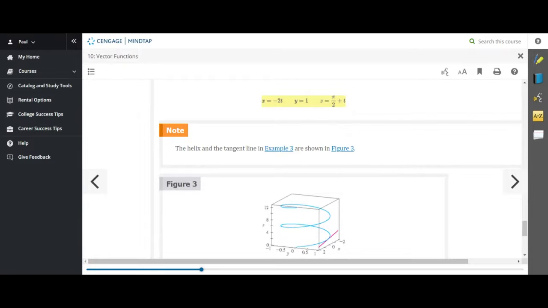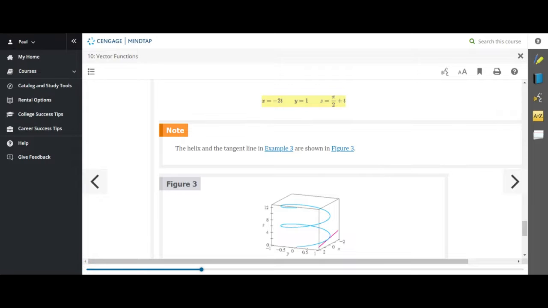So in figure 3 here, let me make that a little bigger. There is the helix. Now notice it's not a circular helix, because x is 2 cosine t and y is 1 times the sine of t. It's like an elliptical helix.